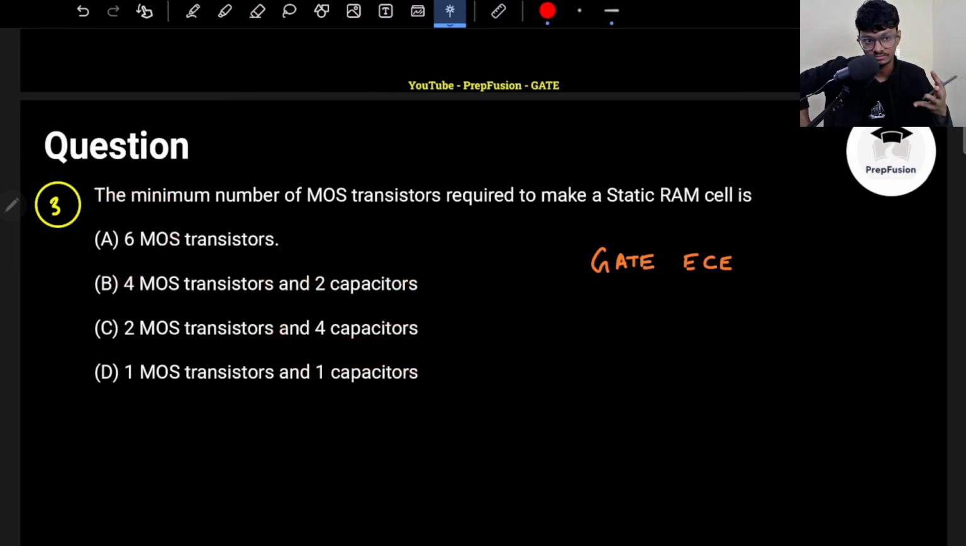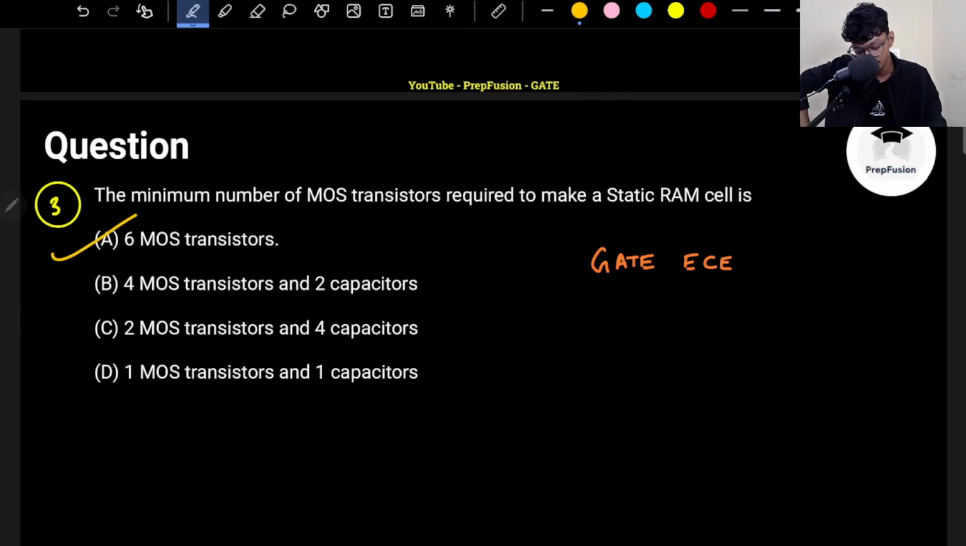And the latest generation of cell that we use is 6T MOS. That is what we use. We don't use any other format. We don't use BJTs because those are very power hungry, and we don't use the 4T MOSFET cell because I have two resistors there, which is bulky. So we use 6 MOSFETs, that is power efficient and less bulky. So the minimum number of MOSFETs to make a static RAM cell will be 6. We don't use capacitors, so option A will be the correct answer.